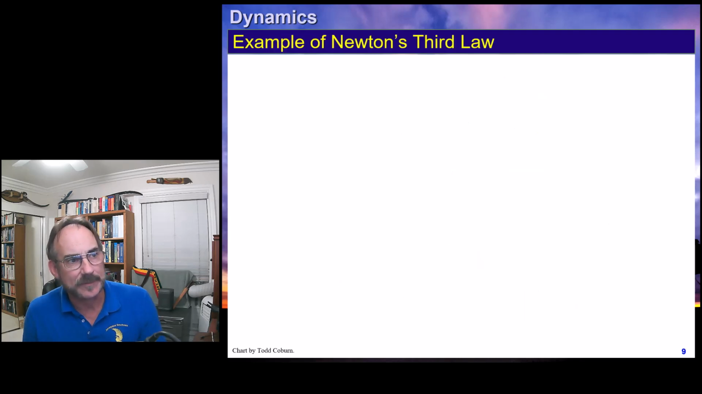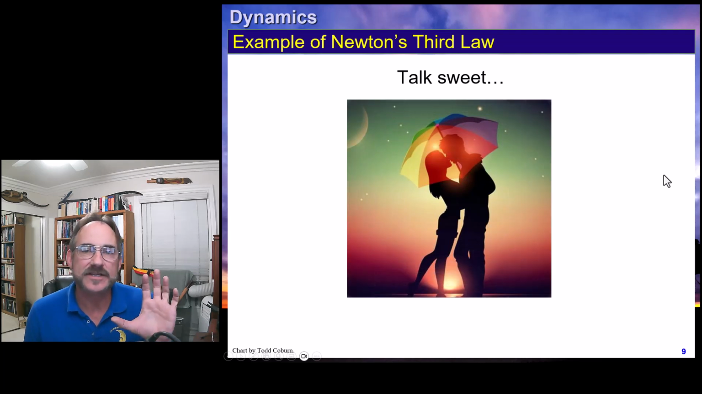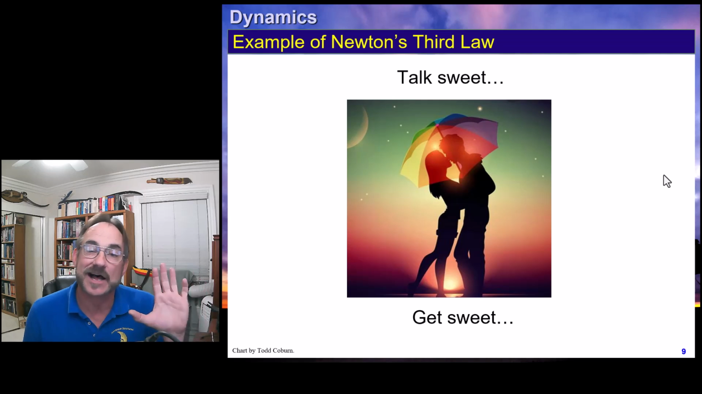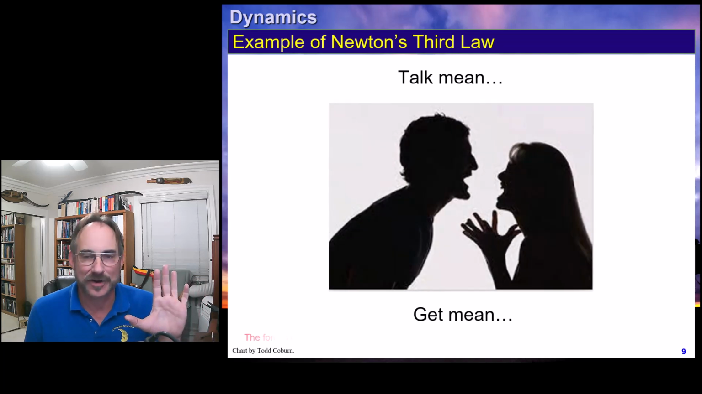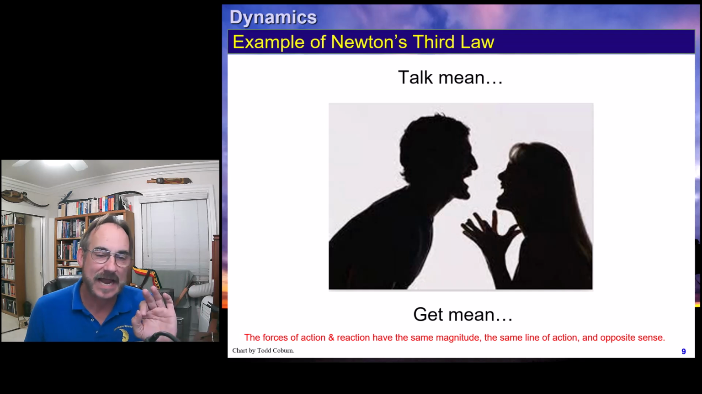Let's look at some examples. So, first example, if you talk sweet to your girl, you're going to reap the benefits of that. Talk sweet, get sweet. However, if you talk mean, you're going to get mean. Okay? Action, reaction. Same magnitude, same line of action, opposite sense. Talk sweet, get sweet. Talk mean, get mean. If you can master this principle, you'll have a happy life.